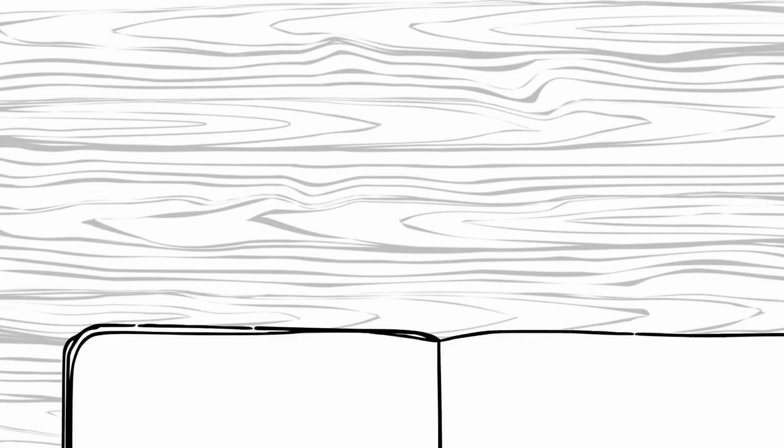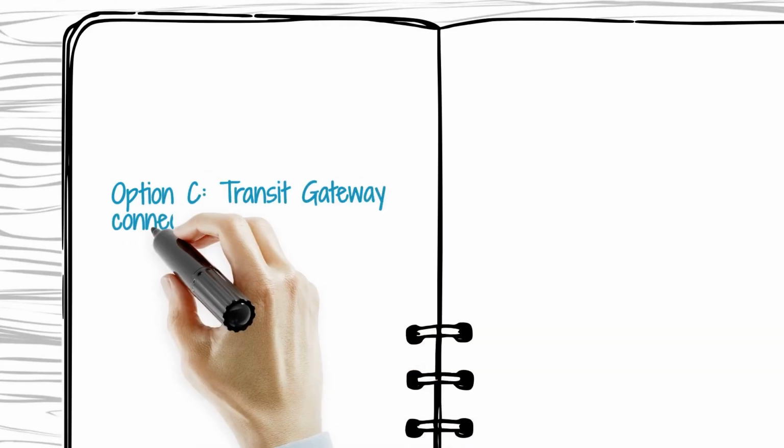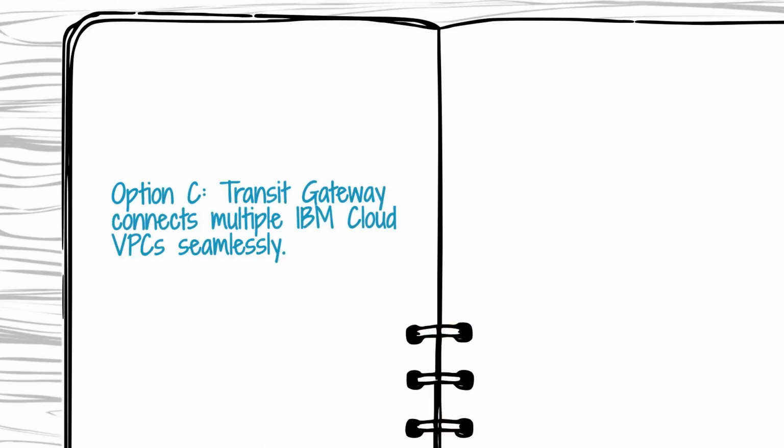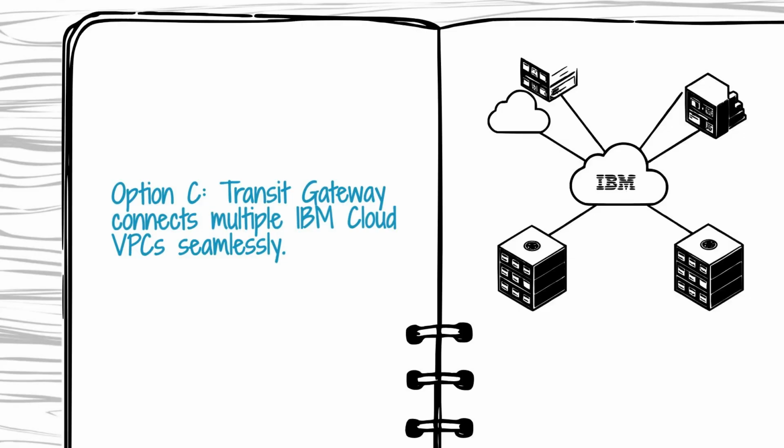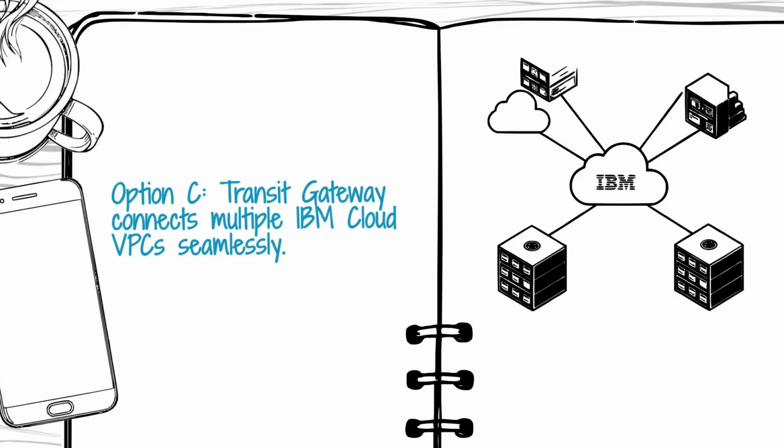C. Transit Gateway. IBM Cloud Transit Gateway is specifically designed to provide seamless and centralized connectivity between multiple IBM Cloud VPCs, classic infrastructure, and Direct Link connections. It acts as a hub, allowing any connected network to communicate with any other connected network without complex peer-to-peer VPN configurations. This directly addresses the need for connectivity between two different IBM Cloud VPCs, whether they are in the same region or different regions.